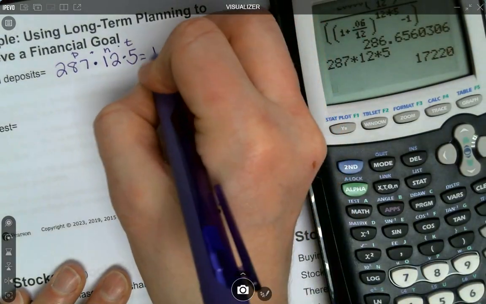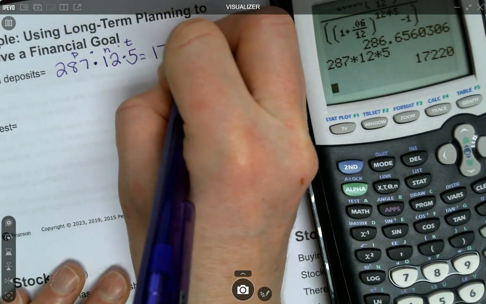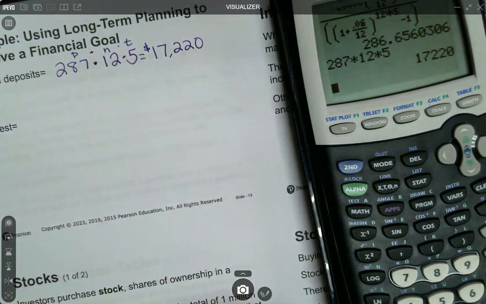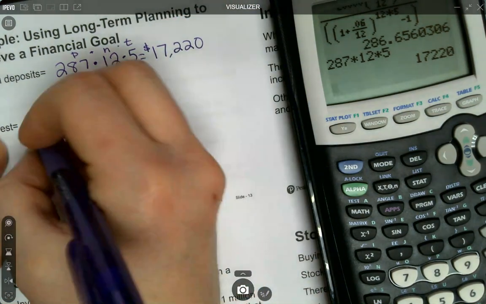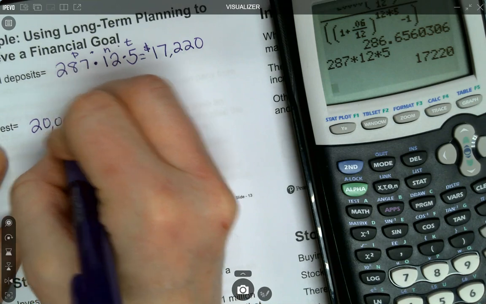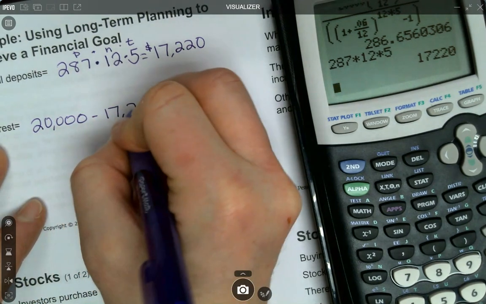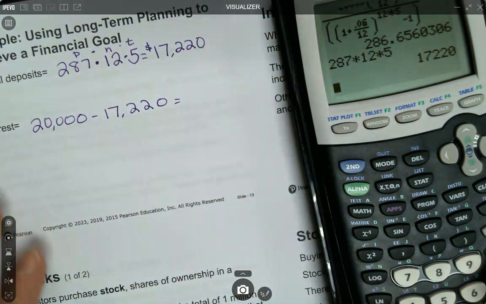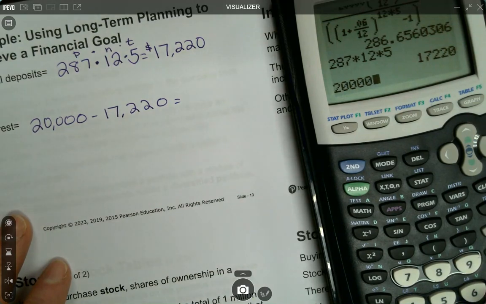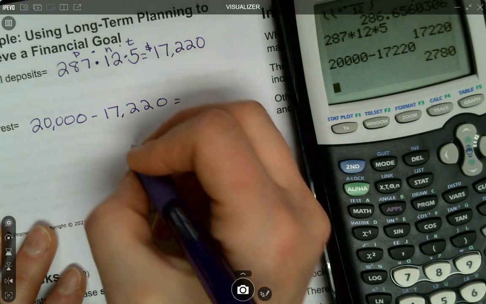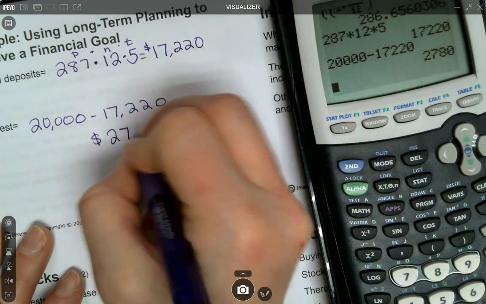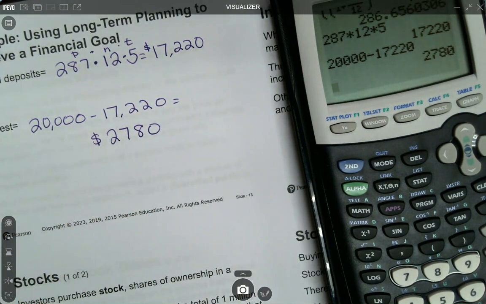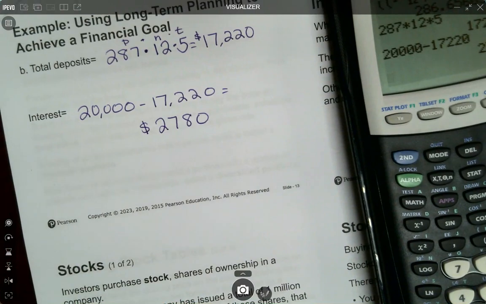So 17,220 is how much deposits were made. So to find out interest, you're going to take the 20,000 that you have in your account and subtract the deposits. $2,780 is how much interest.